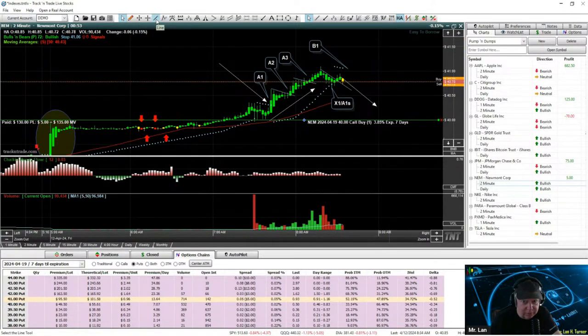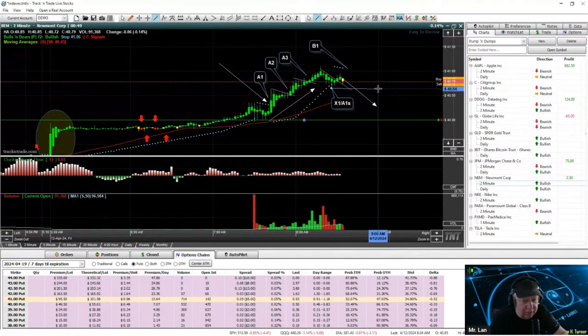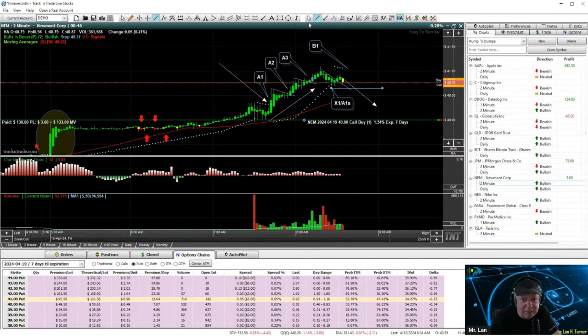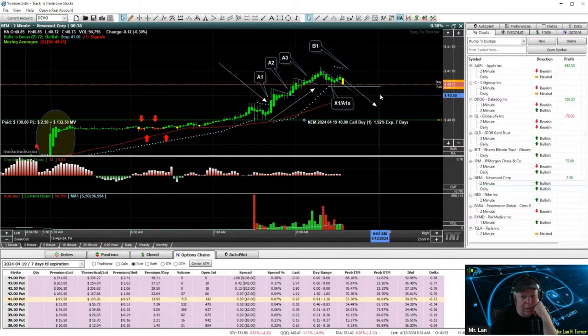And if it breaks below this line here, that's not good. That's a bad sign if it breaks below that little blue line right there. And that's what it looks like it wants to do.